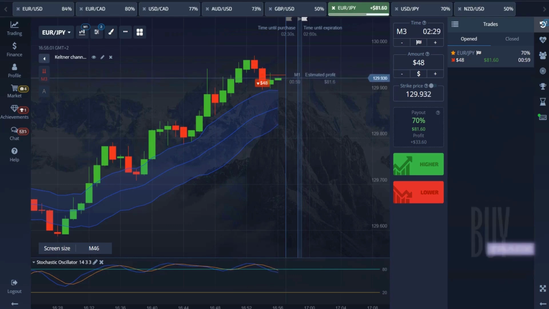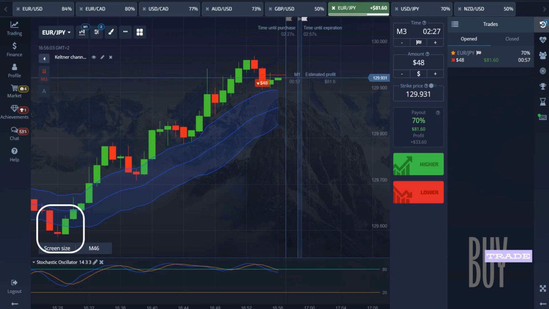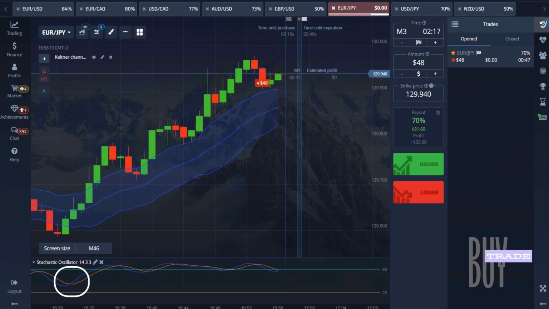Buy trade rule. Look for the candle to be below the Keltner channel. Check that the Stochastic Oscillator is below the oversold line. Wait for the blue line to cross the red line upward on the Stochastic Oscillator. Once these conditions are met, take a buy trade.